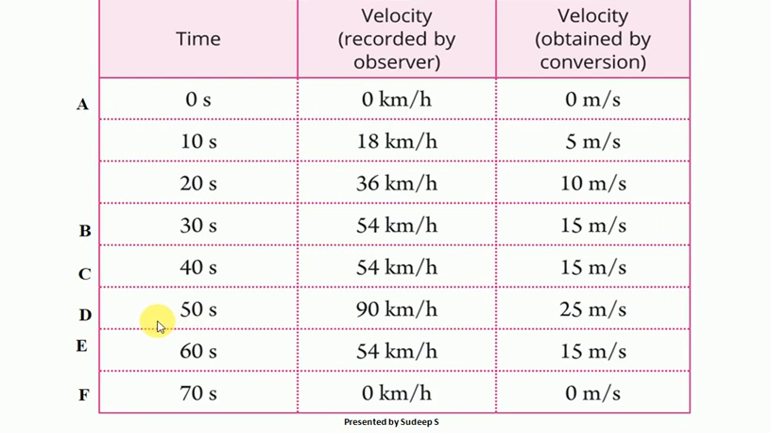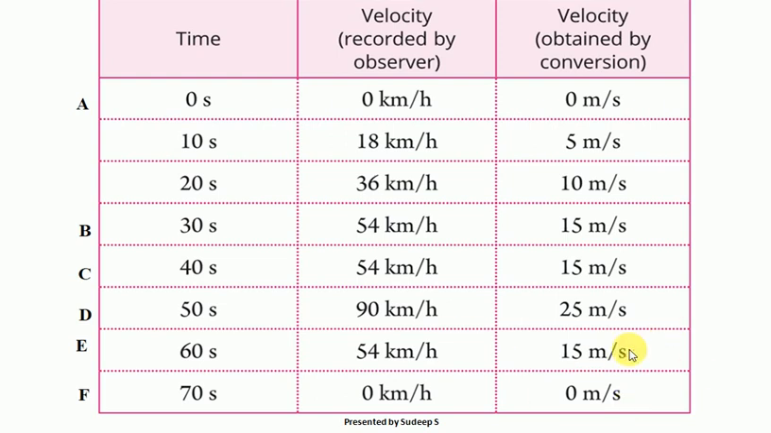Consider the object is at point D and is moving with velocity 25 meter per second, and that object has applied brake. Since the car has applied brake, as a result there is a decrease in speed. So whenever there is a decrease in speed or decrease in velocity with respect to time, we say that term to be negative acceleration or retardation. So how is it negative acceleration?